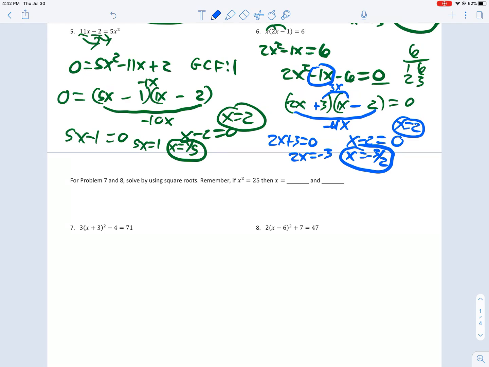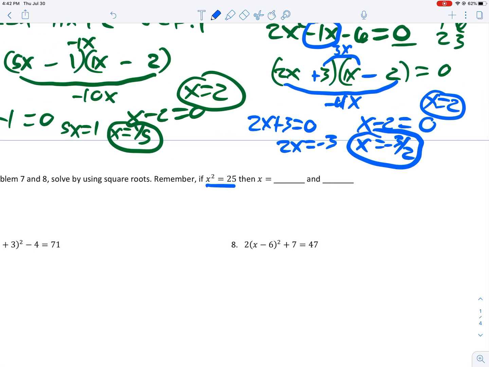Alright, so for problem 7 and 8, we're going to solve using square roots. You could try to factor this, but it's a lot of extra work that we don't want to really do. So just a reminder, when you're solving an equation like x squared equals 25, there are actually 2 solutions. The obvious one for most of you is positive 5. But please remember that if you take negative 5 and you square it, that's also a solution.